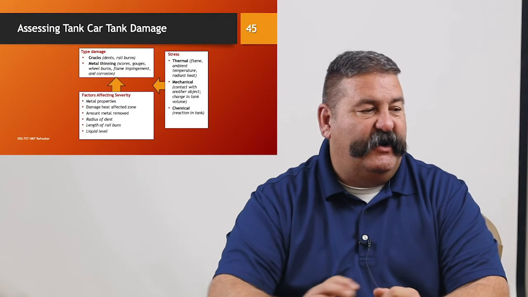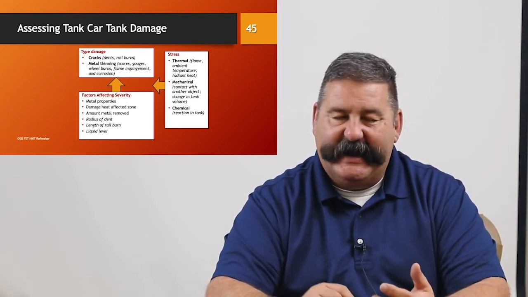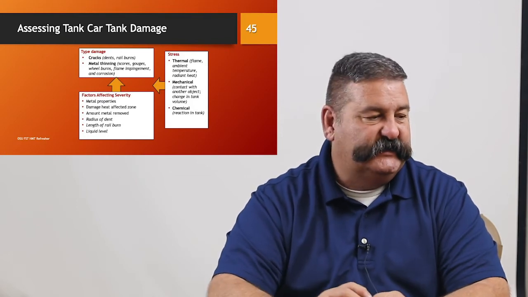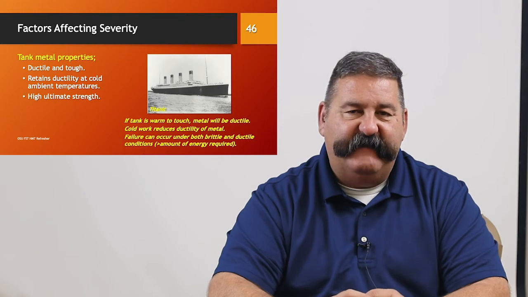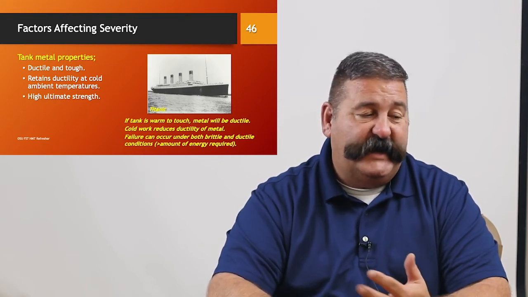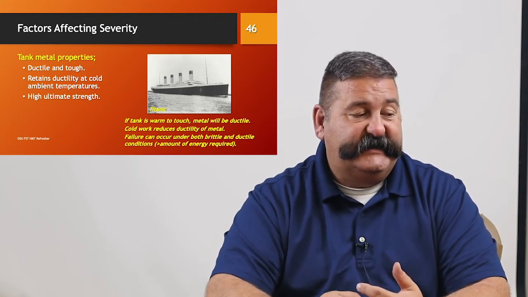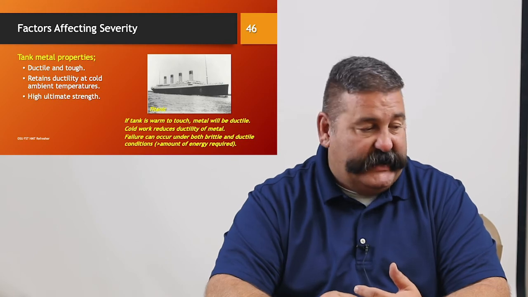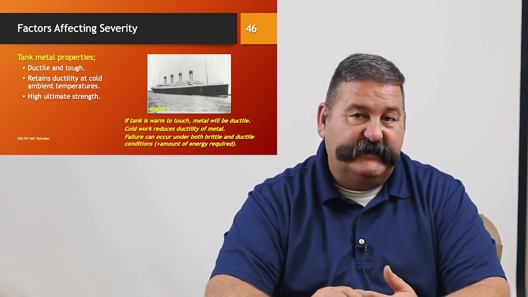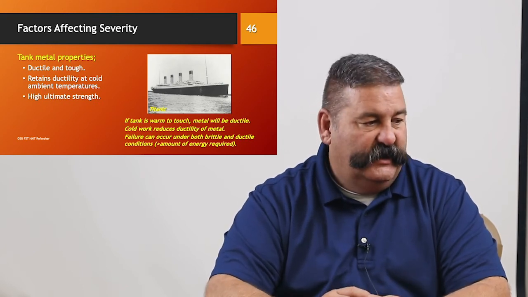So when we're assessing tank car damage, the first thing we're looking at, as I said, is stress. What type of stress do I have? Is it thermal? Is it mechanical? Or is it some type of chemical stress? Then what is it that's affecting it? What are the factors affecting the severity of this rail car? What type of metal properties are we working with on this rail car? Has it damaged the heat affected zone, yes or no? How about how much metal's been removed? Has it been ground off, gouged off, what?